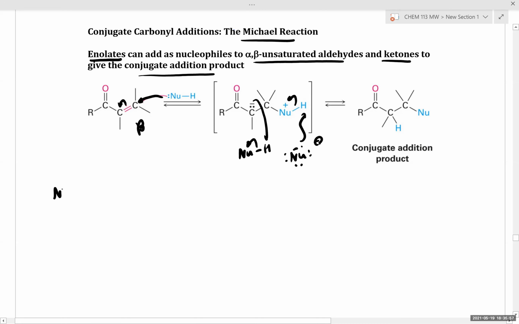We've seen this when our nucleophile is an amine. We've seen this when our nucleophile is a thiol, even an alcohol, right? We've seen this general conjugate addition mechanism previously, right? Does this look familiar to everyone? Does this look reminiscent of what we discussed in chapter 19 and 20?